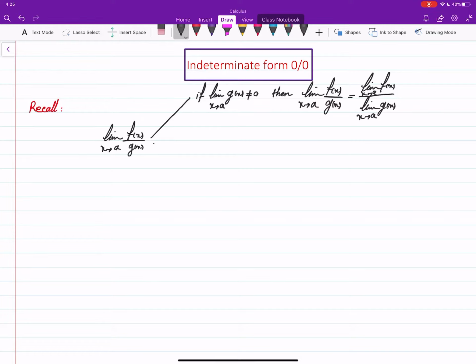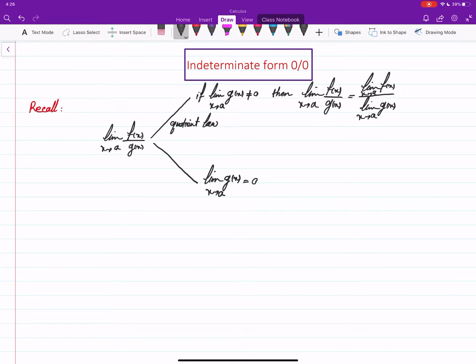Well, what if the limit of the denominator is 0? Unlike the other case, which was solved by the quotient law, now we cannot use the quotient law, because the quotient law works only for cases where the denominator has a non-zero limit. So if the limit of the denominator is 0, we have to figure out something new, which helps us to find the final limit.